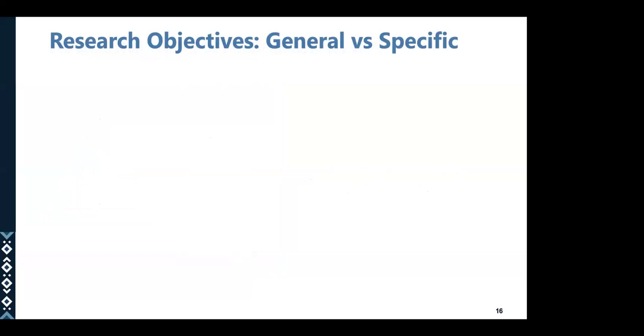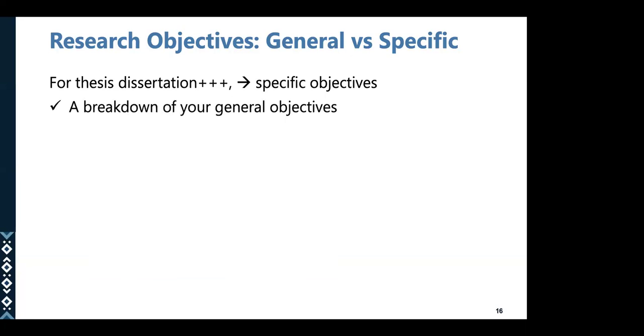Now, research objectives, as we said, general versus specific. Most of the time, students, when they are writing their dissertation, will be called upon to write specific objectives. What do we mean by specific objectives? It's actually just a breakdown of your general objectives. I wanted to insist on this because at times, when you look at the specific research objectives written by students, it isn't really a breakdown of the general objectives.